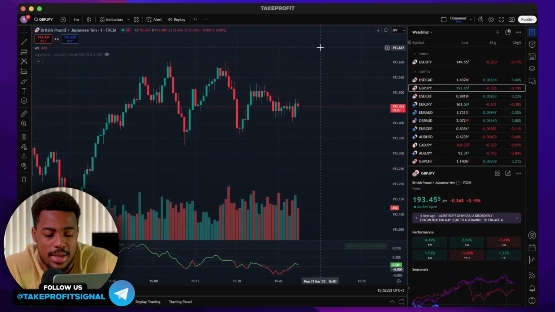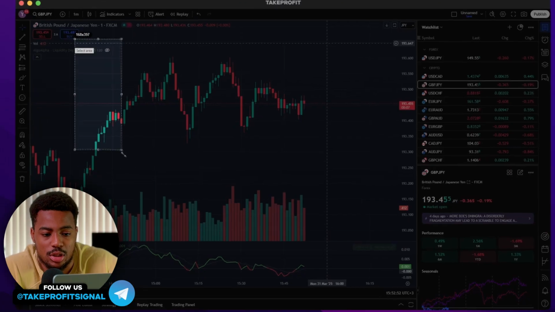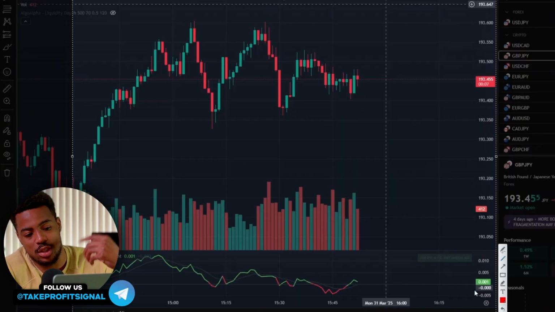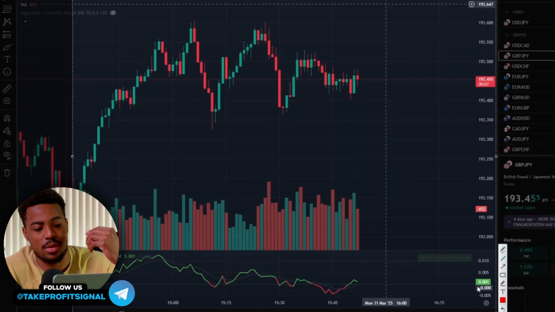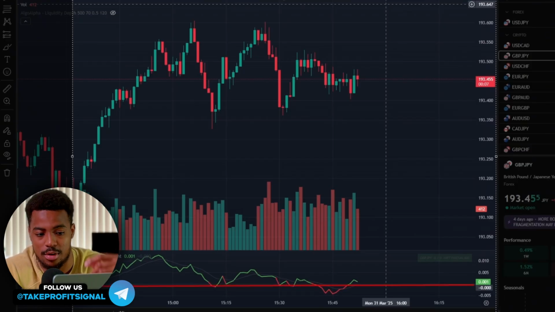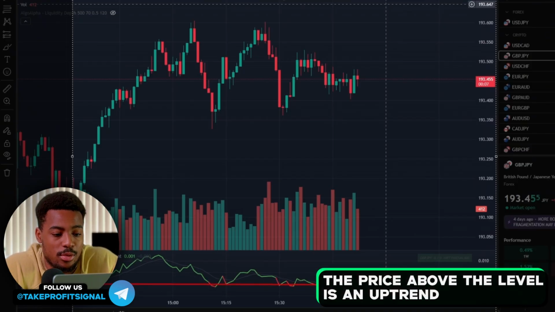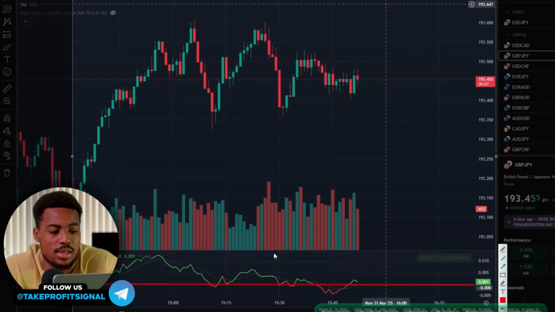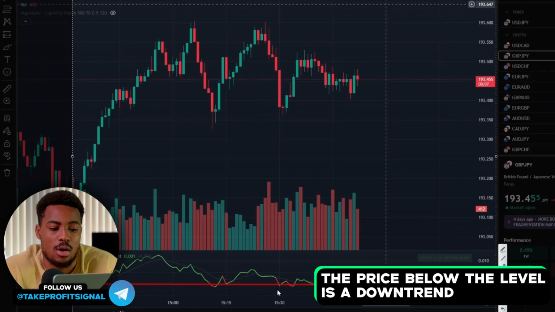So this indicator represents a certain range within which the price moves. This indicator has two entry points. The first entry point is associated with the center line, which is clearly marked. This level is the main level. If the price is above this level, we have an uptrend. If the price is below this level, we have a downtrend.